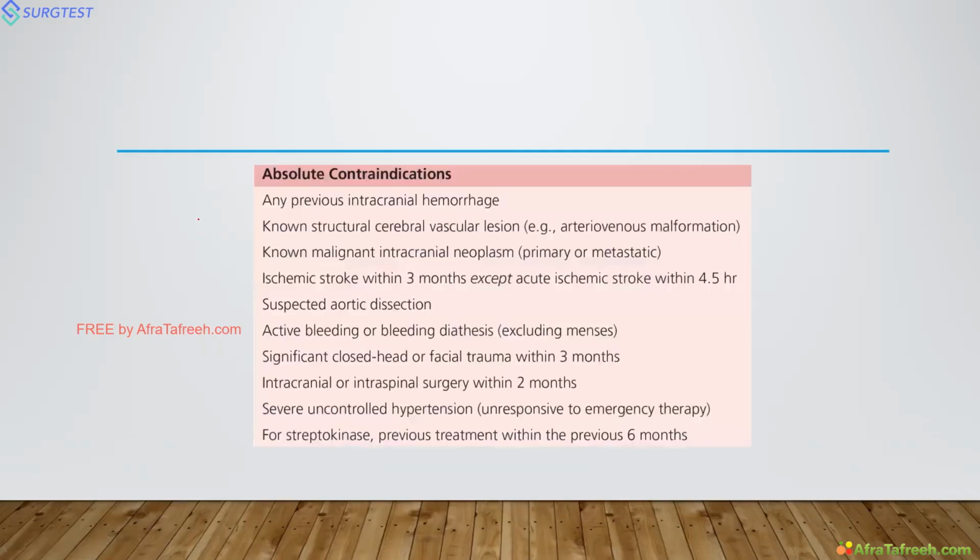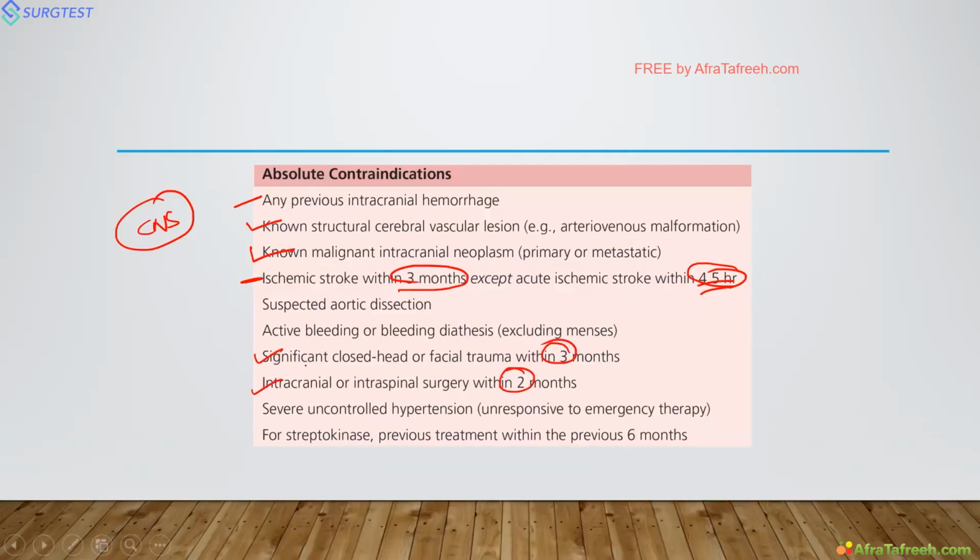We'll see this chart. We have to remember this, which is very important. We mostly remember the CNS ones: intracranial hemorrhage, then ischemic stroke within 3 months, except ischemic stroke within 4.5 hours, because if the patient is having an ischemic stroke, you can lyse the thrombus in the brain and in the heart within 4.5 hours. Next, all brain things: known structural cerebral vascular lesion, known malignant intracranial neoplasm, facial trauma within 3 months, or brain surgery within 2 months. All these are related to CNS. You have to remember all 6 things related to CNS.